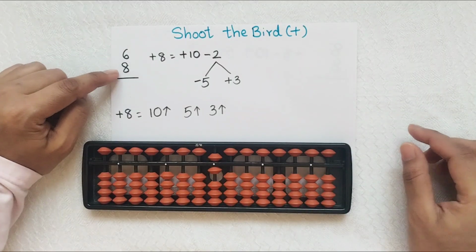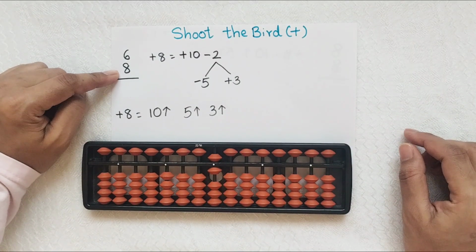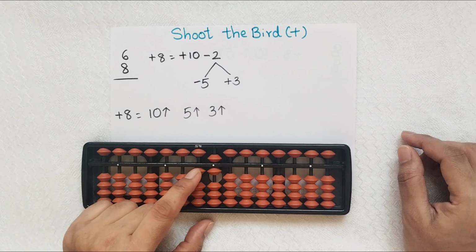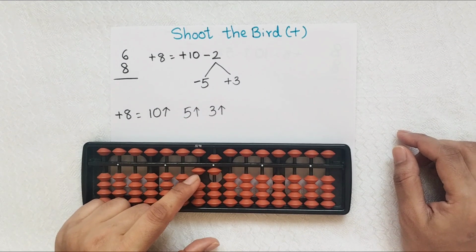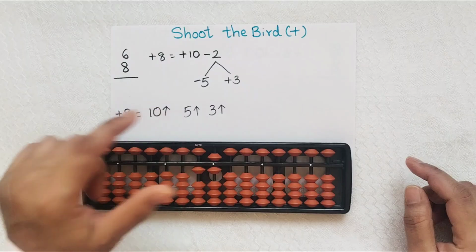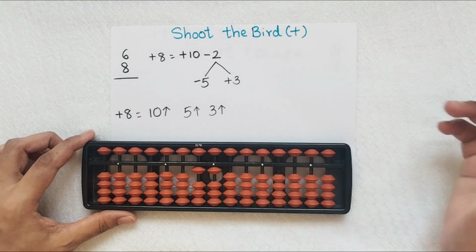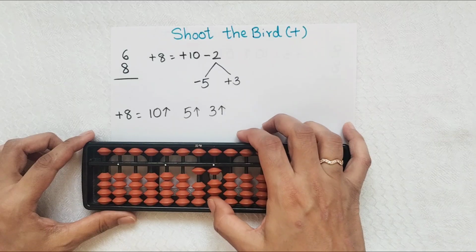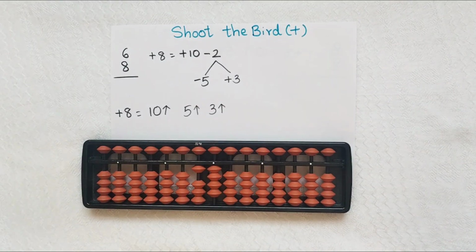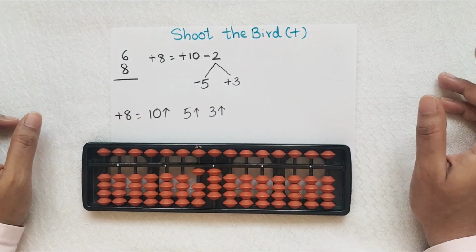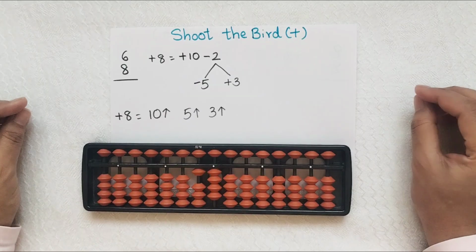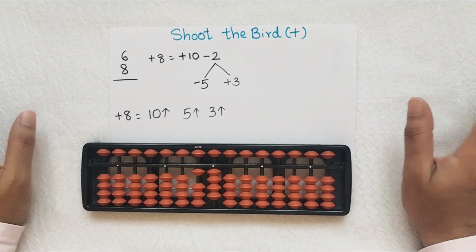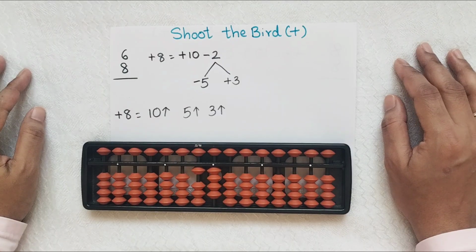6. Now plus 8. How will I do plus 8? With the shoot the bird technique, that is 10 up. So this is big friend addition. Now 5 up. That is small friend subtraction. And 3 up. So indirectly we have used both the formulas without remembering any friends. Isn't it simple and easy? Yes. Now let's try the next question.